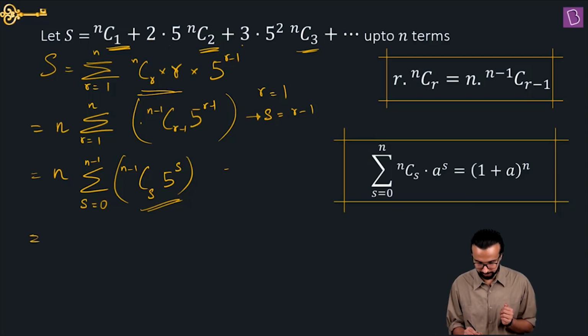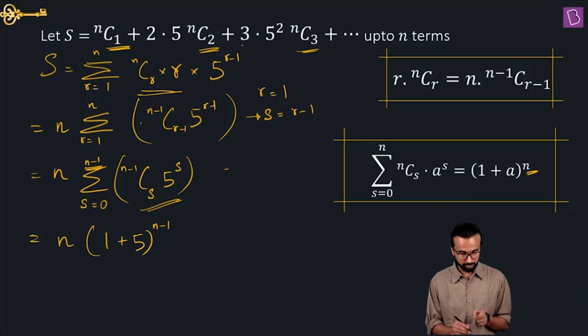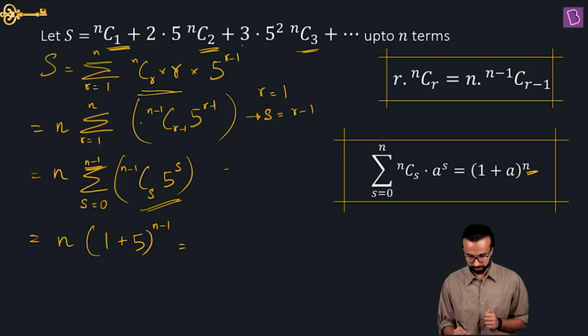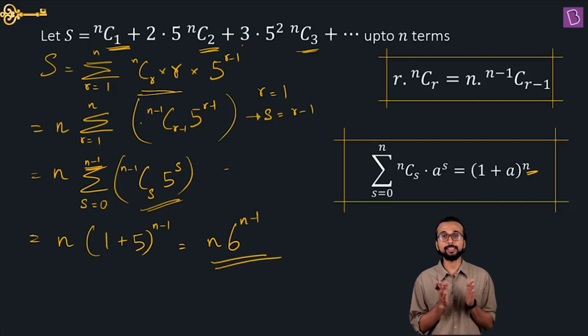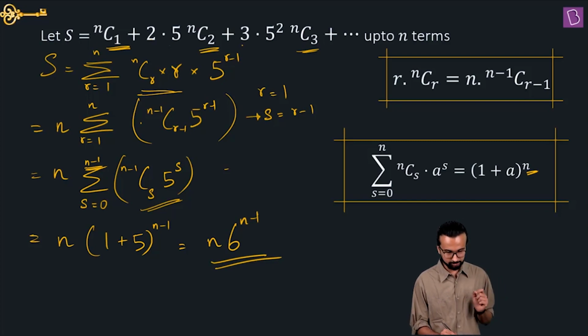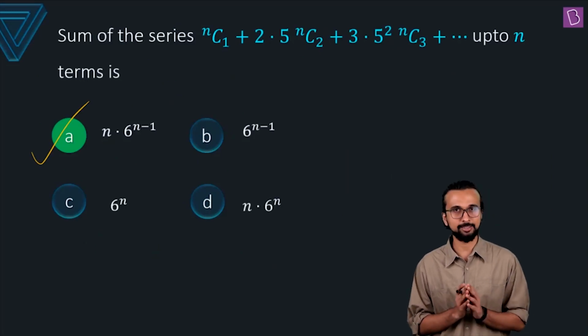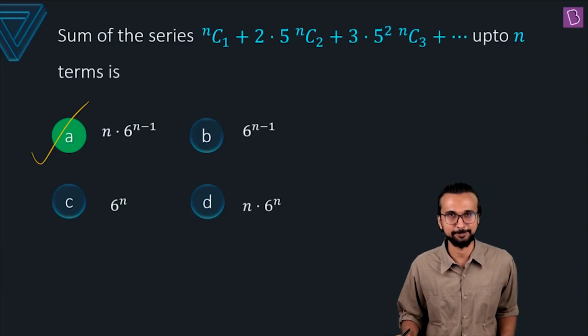So this becomes nothing but n into 1 plus 5 raised to, it's not n on top, it's n minus 1 here. Okay, don't forget that. So it goes till n minus 1. So this I write as n into 6 power n minus 1 and that will be my final answer. Alright, so n into 6 power n minus 1 is nothing but option A and that will be the correct answer here. Got that?